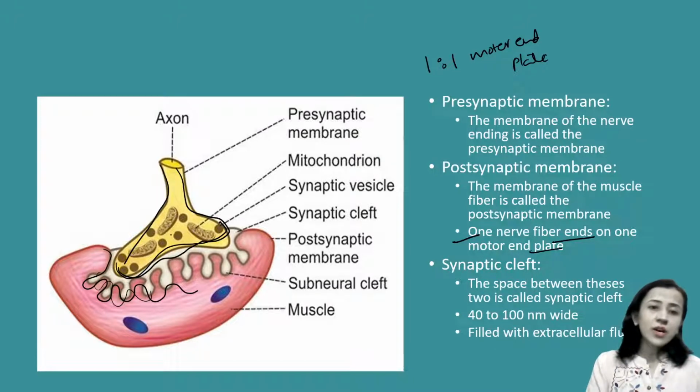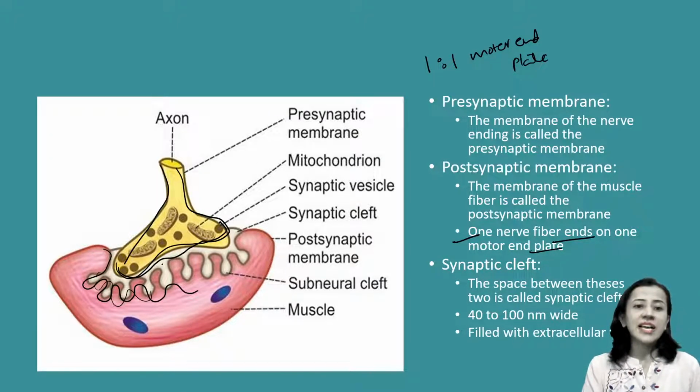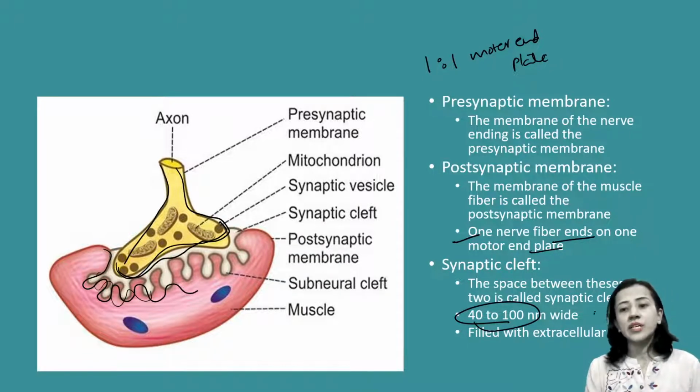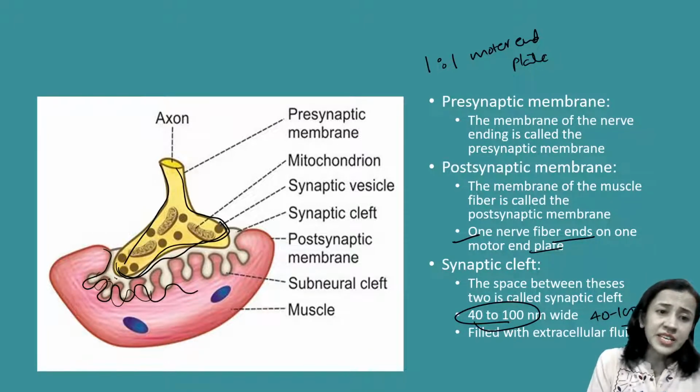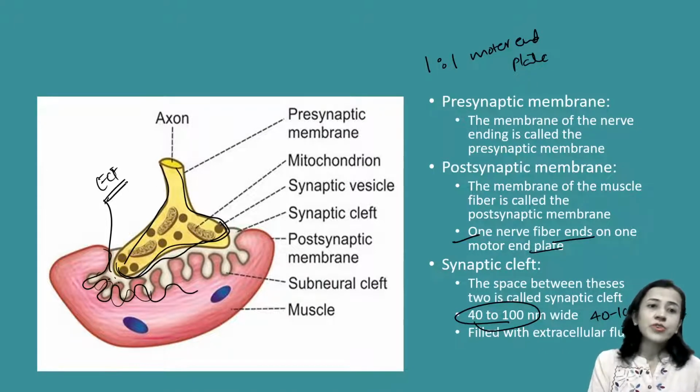Now, between the nerve fiber and the muscle fiber, we have a cleft. This is the synaptic cleft. Try to remember the normal width of the synaptic cleft, about 40 to 100 nanometers. Very important, in this synaptic cleft we have extracellular fluid, so all its constituents, that is sodium ions, chloride ions, bicarbonate ions, are in highest concentration here.